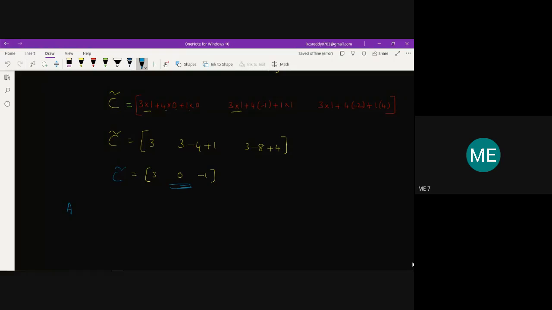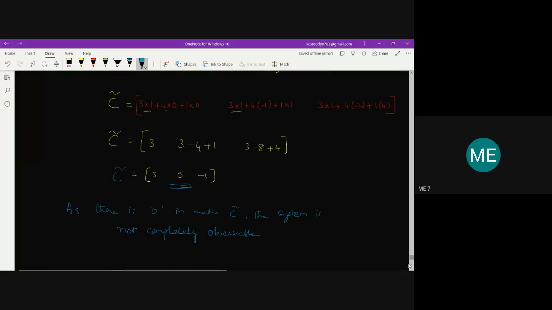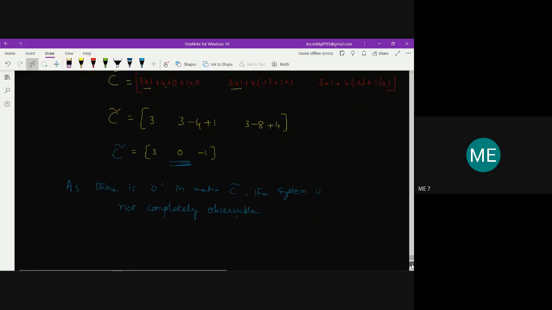So as there is a 0 in the matrix C, the system is not completely observable. Not completely observable. So this is how we can check the system observability by using Gilbert test.